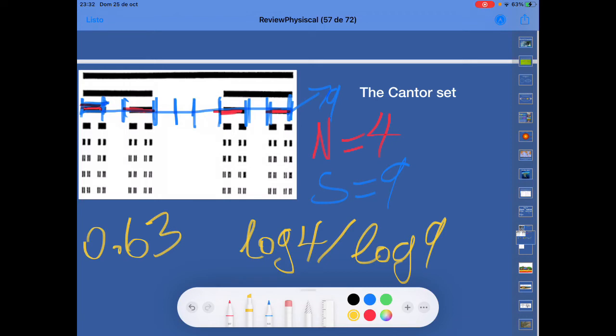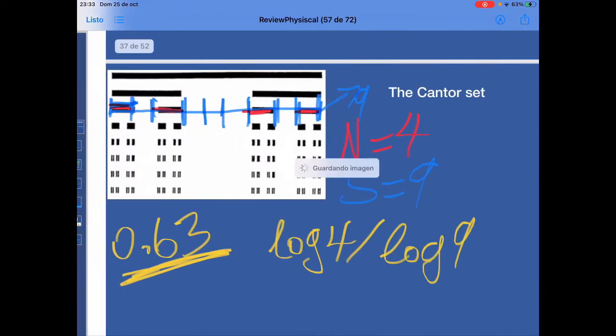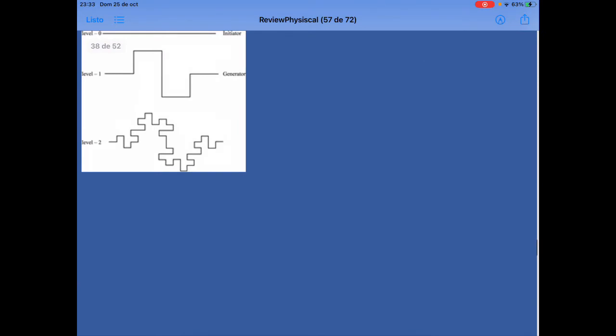The logarithm of 4 over the logarithm of 9 gives 0.63. So we are absolutely right. Sorry, so the final one. Finally, this one is really easy, right?